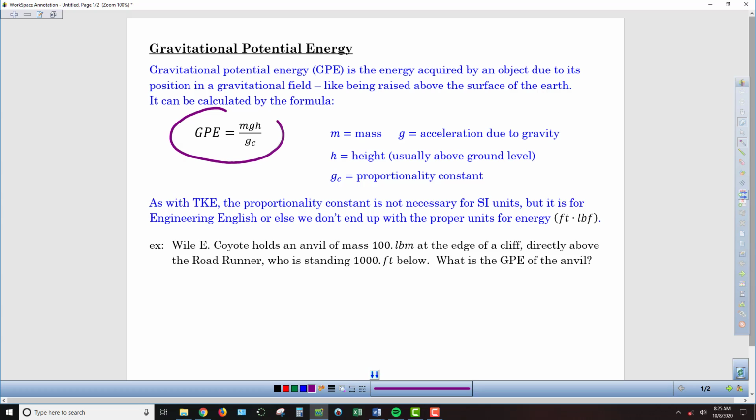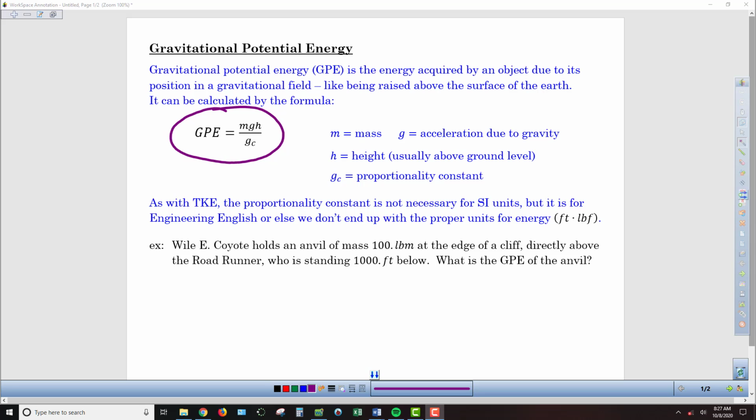So our equation for gravitational potential energy calculation for an object is listed there. So we have the mass of the object times the acceleration due to gravity, wherever that object is located, whatever planet or heavenly object. And then there's the height above the surface of that particular body. And then, of course, we need to include G sub c, the proportionality constant that we've associated with our engineering English when our mass is given to us in the form of pound mass. We're going to use that 32.2 value as opposed to when we're in SI units or in the slug system, then we can just use that value as 1.